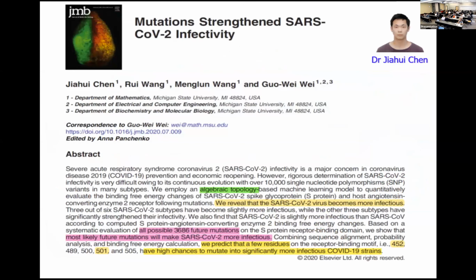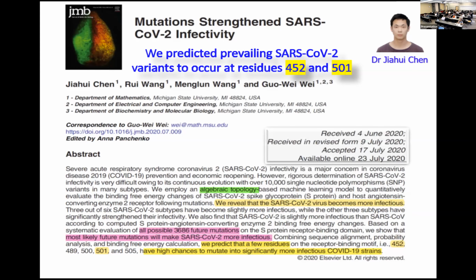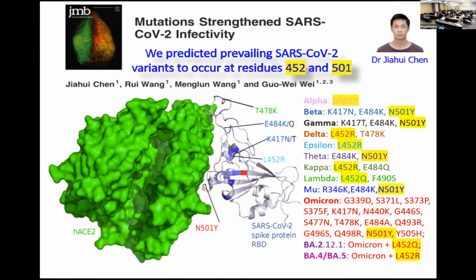We actually predict things all the time. We predicted the most important sites in 2020, and we said those sites have a significant chance of mutating into significantly more infectious coronavirus strains. So this is 3 years ago, and this is what we know now. All the important variants like alpha, beta, gamma, delta, epsilon, Omicron, and all the others show the binding and mutation sites we predicted. Everything was actually captured by us 3 years ago.